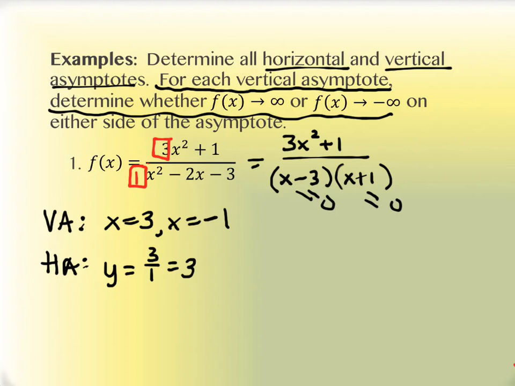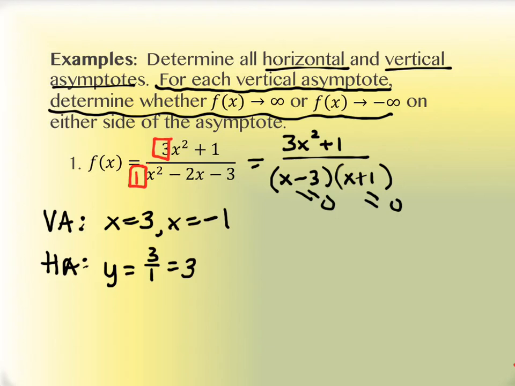It says for the vertical asymptotes, determine whether the function approaches infinity or negative infinity on either side of the asymptote. So what we're trying to do is you can do it with a graph, that would work. You can do it by plugging in numbers, that would be fine as well. Take your calculator, it's going to be helpful either way.